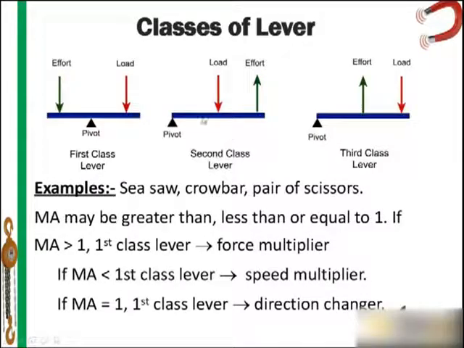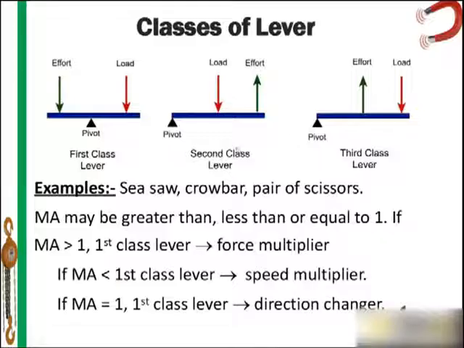You can see in the diagram that in the case of a first class lever, the position of the effort force and the load force are as in this diagram here. The effort force is at one end of the lever and the load force is at the other end of the lever, and the pivot is positioned somewhere in the middle of that lever.